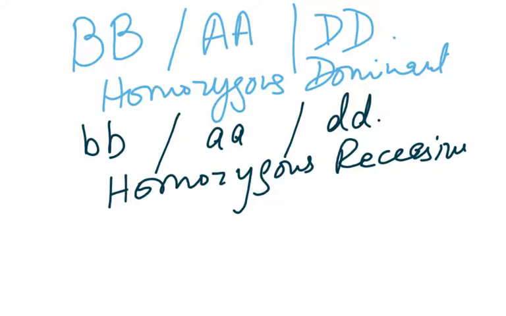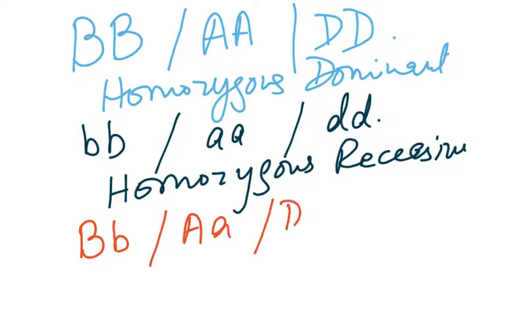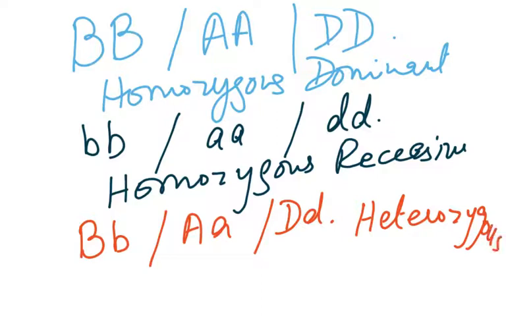Now, what is left? We have big B, small b. We have big A, small a. We have big D, small d. These are all called heterozygous. And please remember, as I said earlier, it's just heterozygous. It's not dominant or recessive.